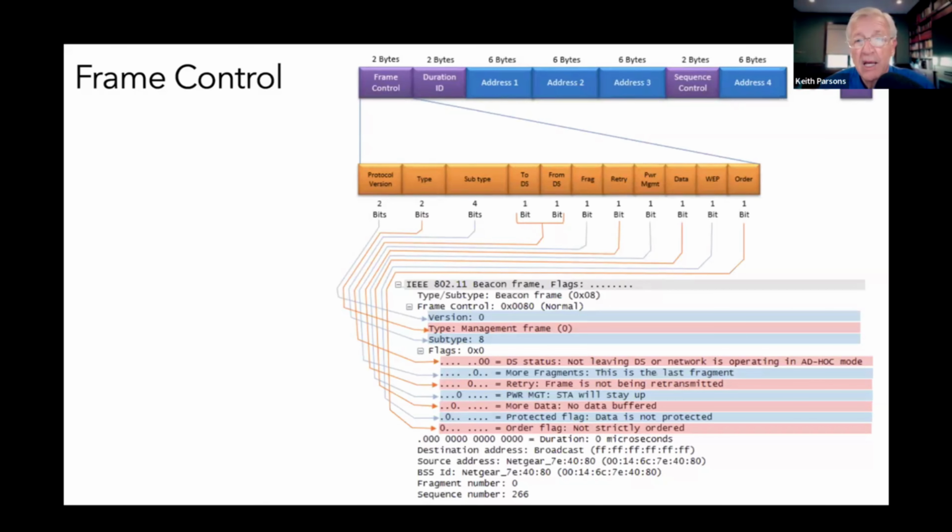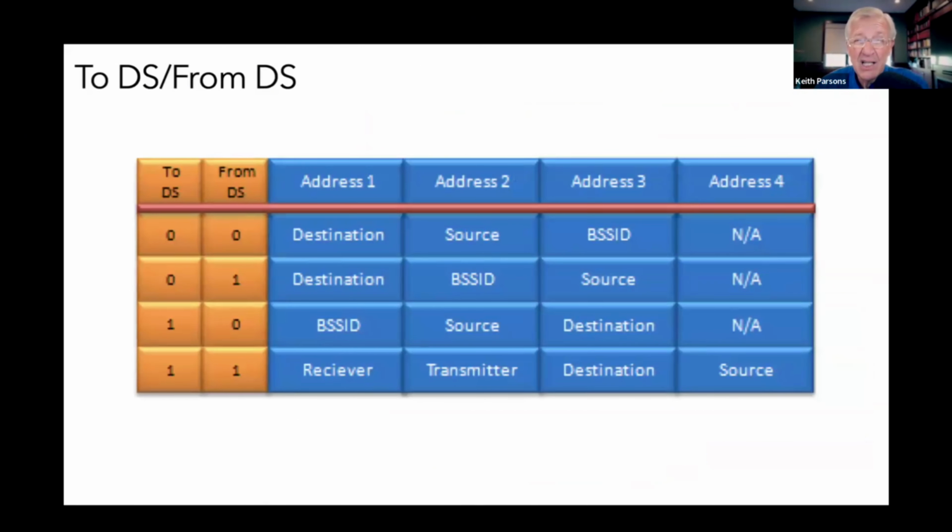So an access point will say, oh, the source is someplace upstream, but I'm going to transmit it. So the source address is some server, but the transmitter address is the access point itself. And then it puts them in these individual spots. Those spots are called DS bits, from DS and to DS.